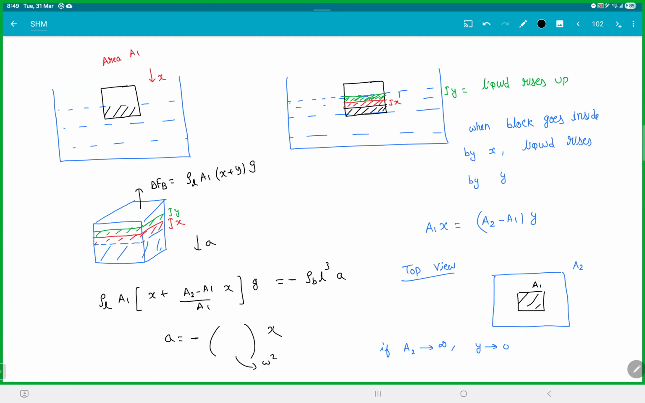Clear with the steps, everyone? So if I have to write it down now, I can write it down. This will be rho liquid by rho B G L cube. This would be A1, A1, A1 will cancel. You'll end up with A2.